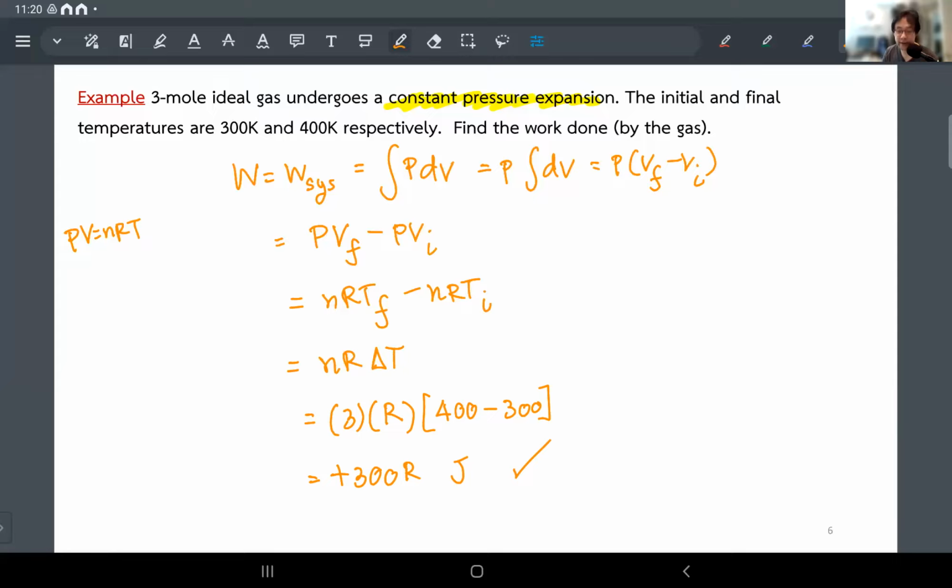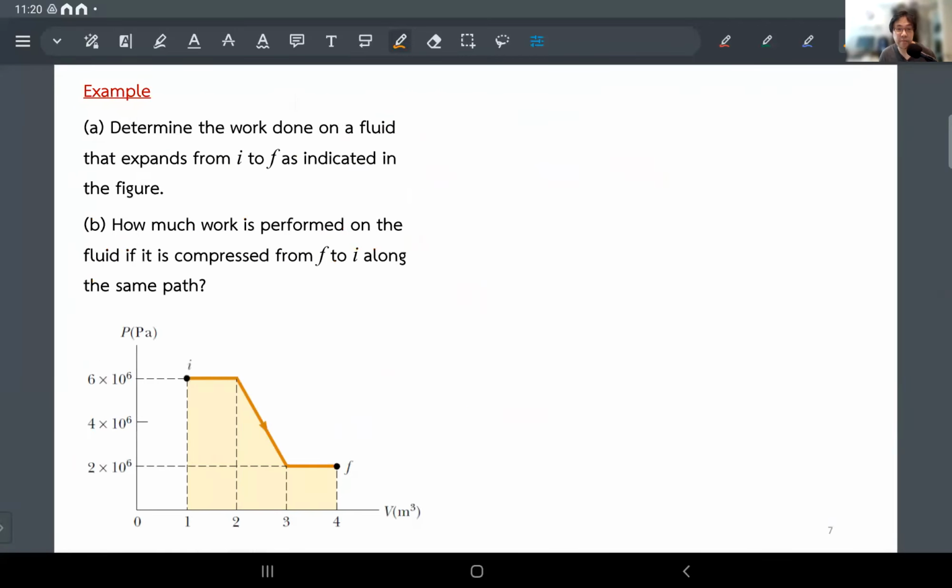Okay. Keep going. All right, guys. Getting more complicated. Determine the work done on a fluid. Don't forget it works on anything, it doesn't have to be gas. However, if you are dealing with a fluid, there will be no more PV equal to nRT. That's all. But the definition of work still works. All right. Determine the work done on.